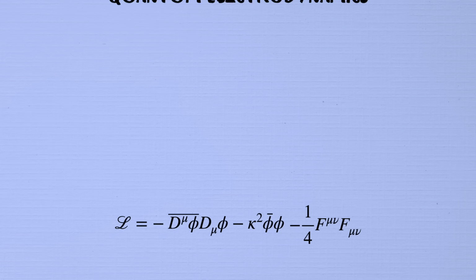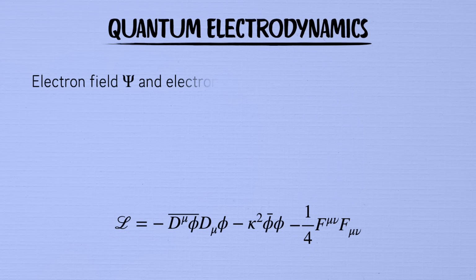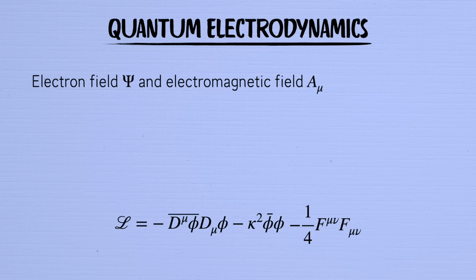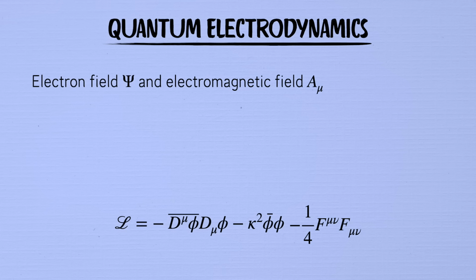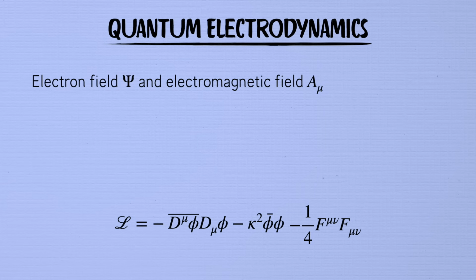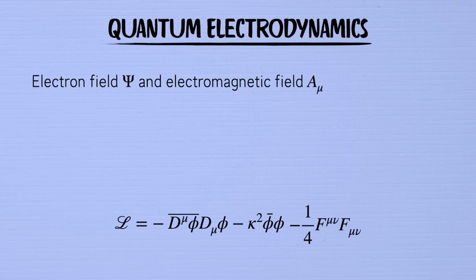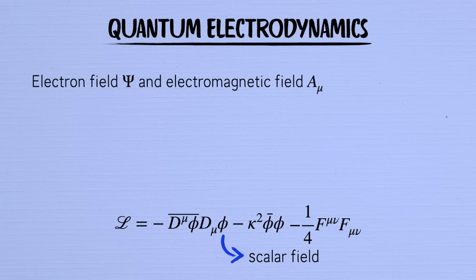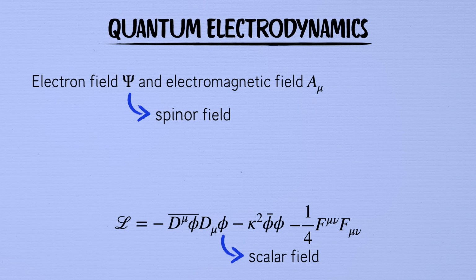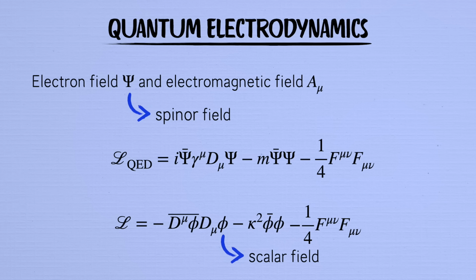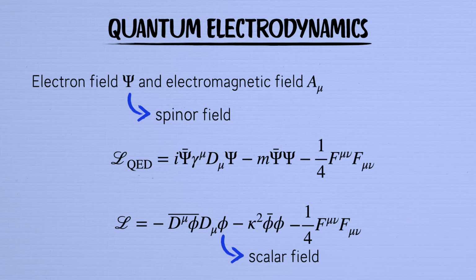But the most fundamental theory of electromagnetism is the theory of the electron field and the electromagnetic potential. That's called quantum electrodynamics, or QED, and it was the first piece of the standard model of particle physics to be understood. The electron is not described by a scalar field like phi. It's called a spinor field, usually denoted as psi. Here's what its Lagrangian looks like. Spinors make things a little bit more mathematically complicated, but the ideas we've learned here go over directly to QED.